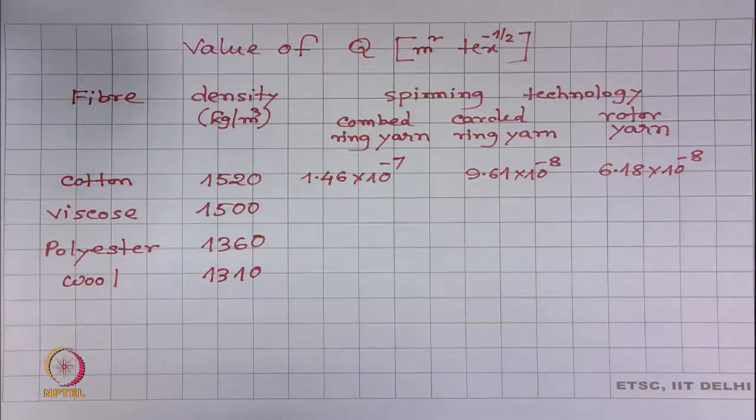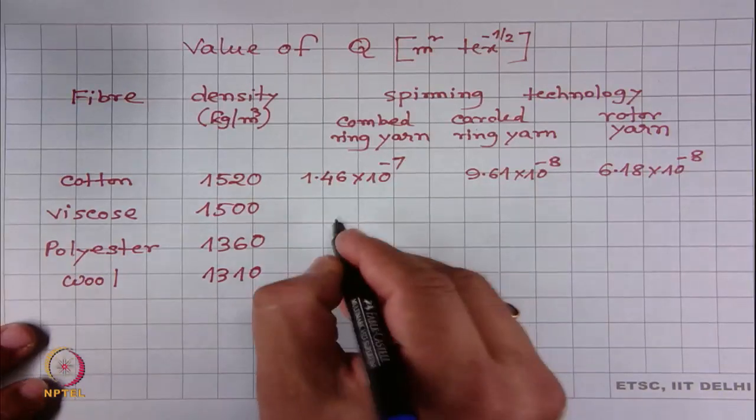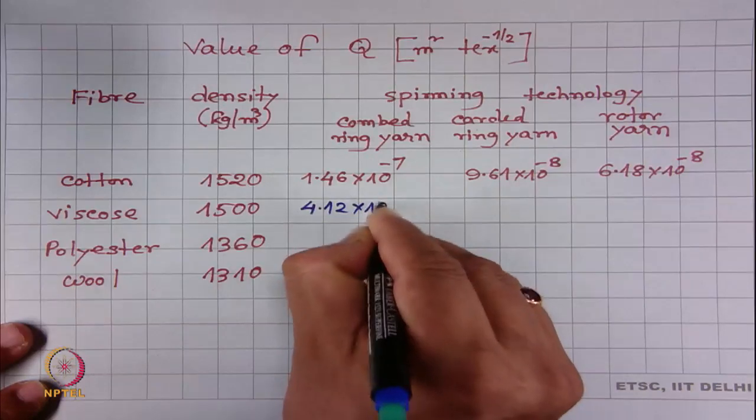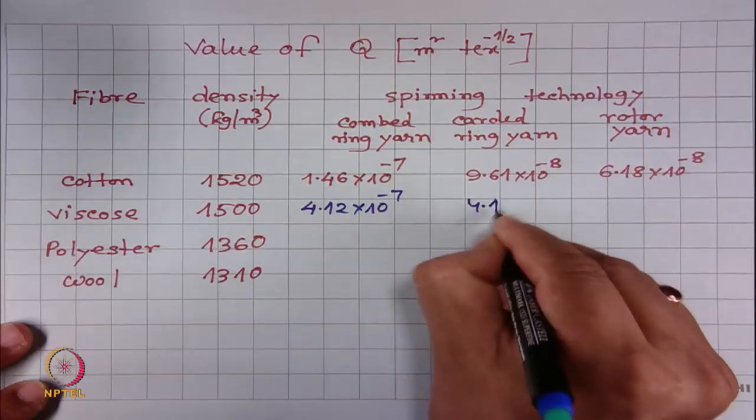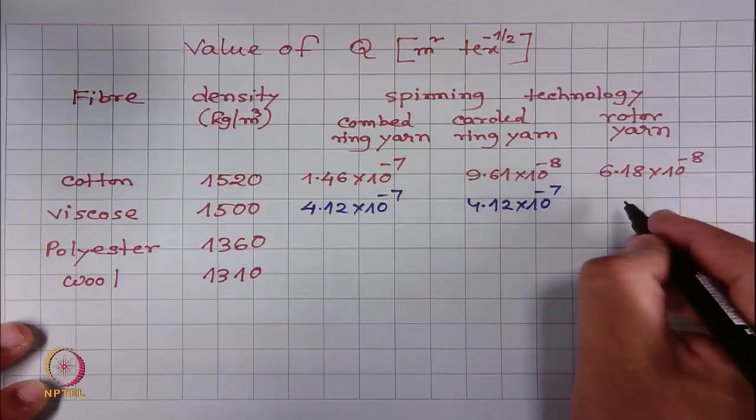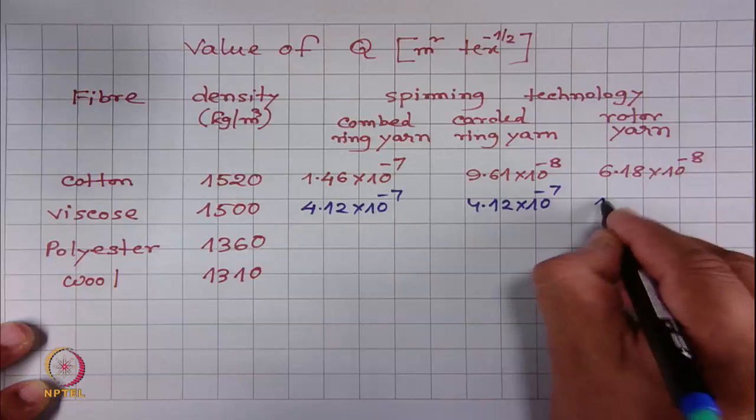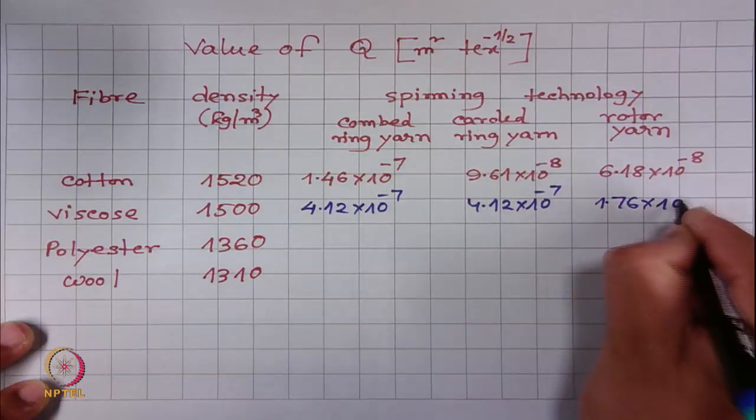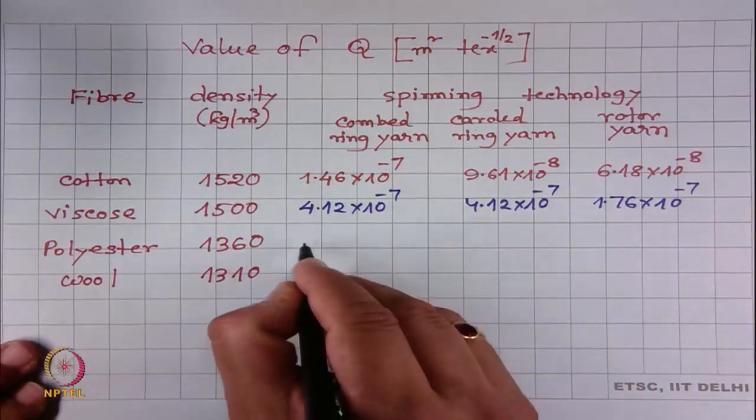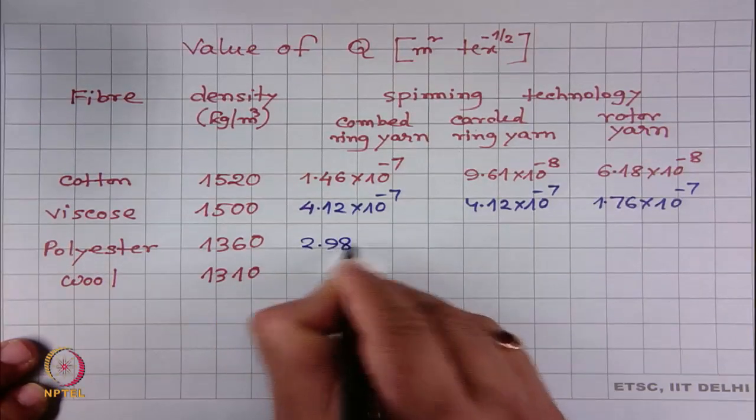viscose. Now, let us start with viscose. The value for viscose is the same basically, because we do not comb viscose. So, 1.76 into 10 to the power minus 7 for viscose, right. For polyester, when you consider 1360 kg per meter cube density, then polyester also will be the same value for carded and combed, for obvious reason.